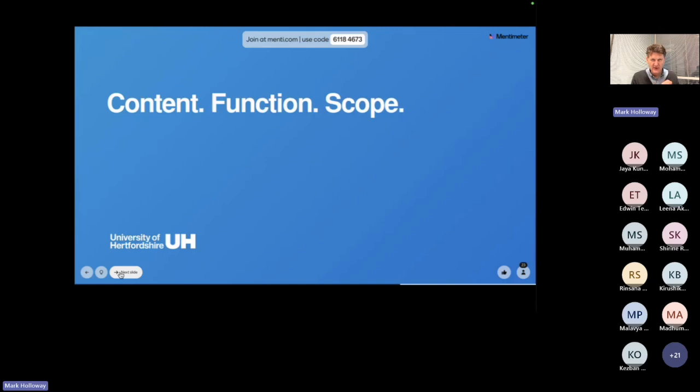So these three words: the content is about what you need to know, the knowledge that you need to demonstrate. So in other words, what's the subject? I don't mean like biology or geography, but what is the topic of the assignment that you're going to write? The word function is about what you are being asked to do in that assignment. So you may be asked to write a critical reflection. So critically reflecting is a function of a piece of work.